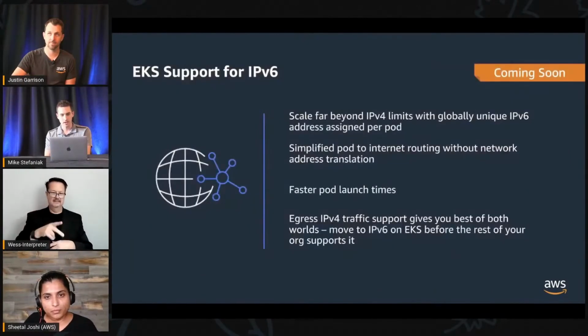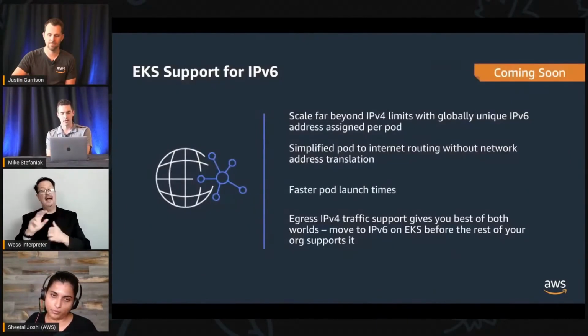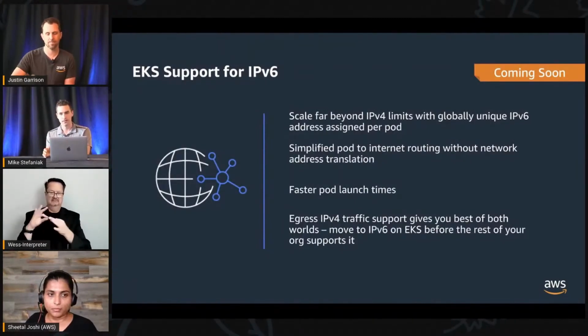And so how v6 is going to work in EKS, I think Bob mentioned this morning, but it is not Kubernetes dual stack. Every pod will not get a v4 and a v6 address. Instead, every pod will get a globally unique IPv6 address assigned per pod.